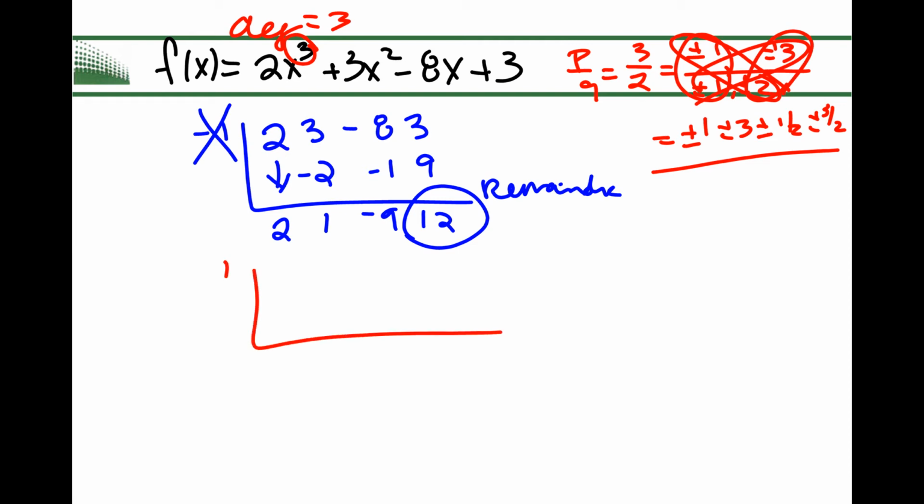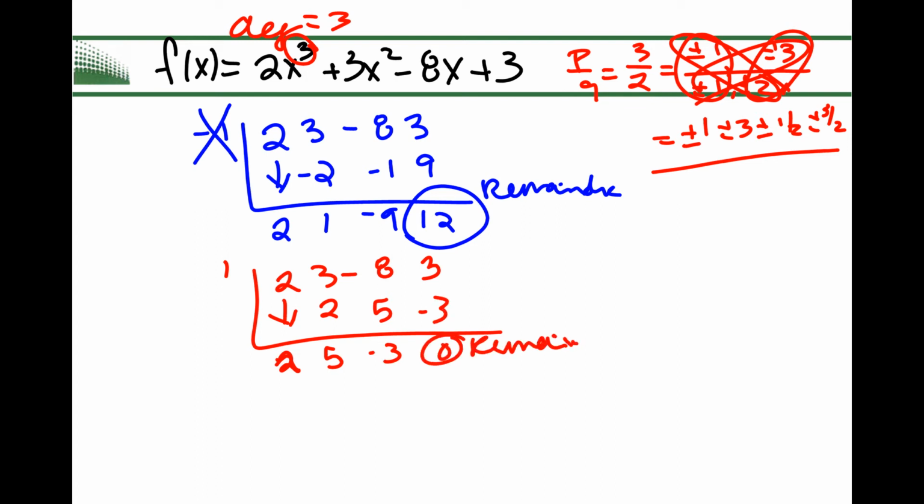I told you the most difficult step is getting the first one. If you're not very good with synthetic, I would ask you to go back and review synthetic, get a good handle on that before you start putting it with this. Bring down the 2, multiply, add, multiply, add, multiply, add. That gives me a remainder of 0. So this says, yes, 1 is a 0 of the function.